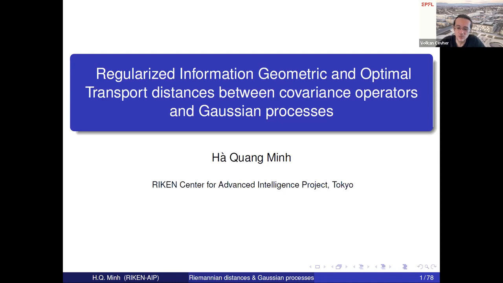Minh will be talking about regularized information geometric and optimal transport distances between covariance operators and Gaussian processes today. And without further ado, take it away, Minh.